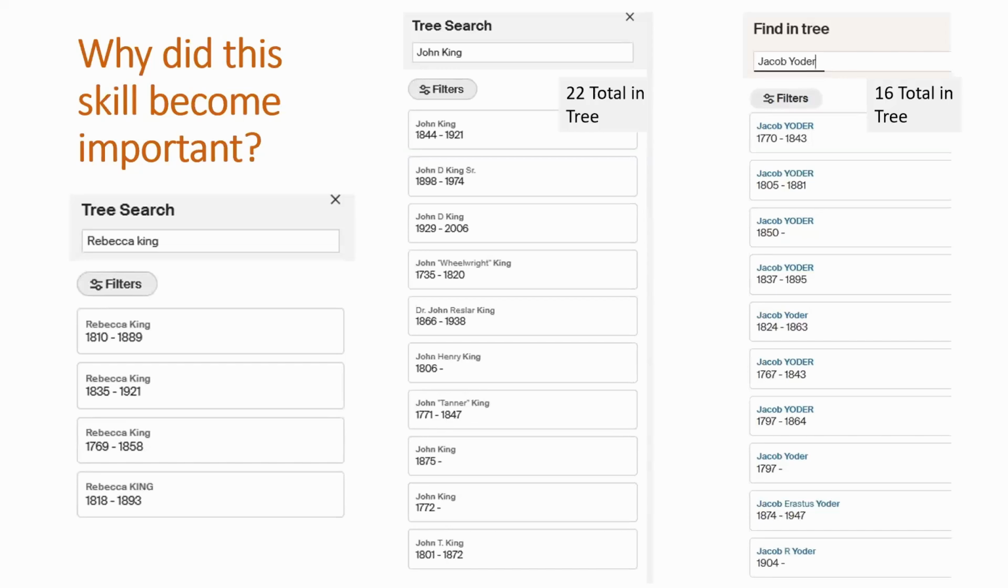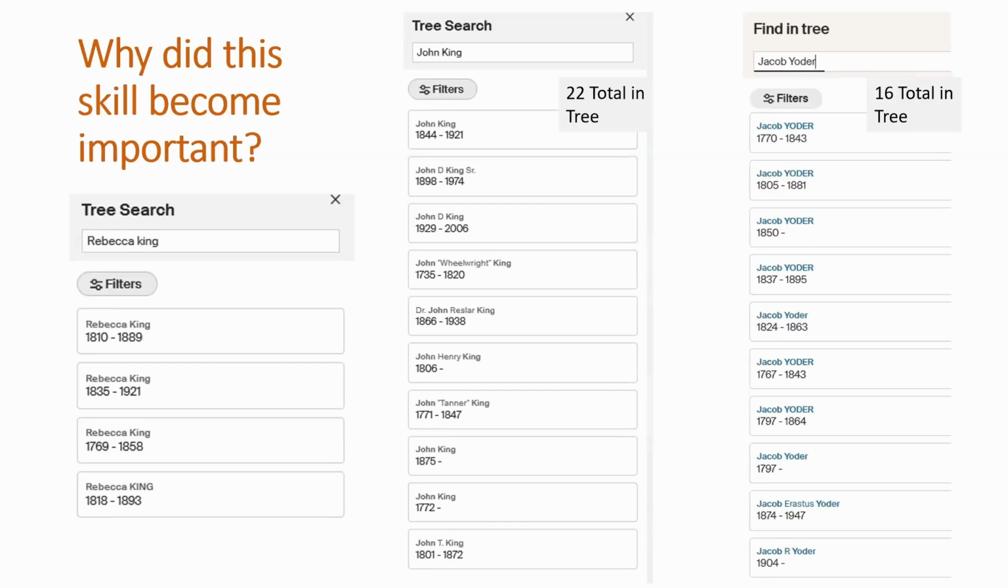I have 22 John Kings in my tree. You're seeing just the first 10. And one of the things that I've done to help me remember who's who in a tree, you'll see John Wheelwright and you'll see John Tanner. The middle names were not the given names. The middle names were actually their occupations. That's how we got to know them, through their taxes and how they were listed. And it helped to distinguish not only generations, but the kinds of jobs that they had.